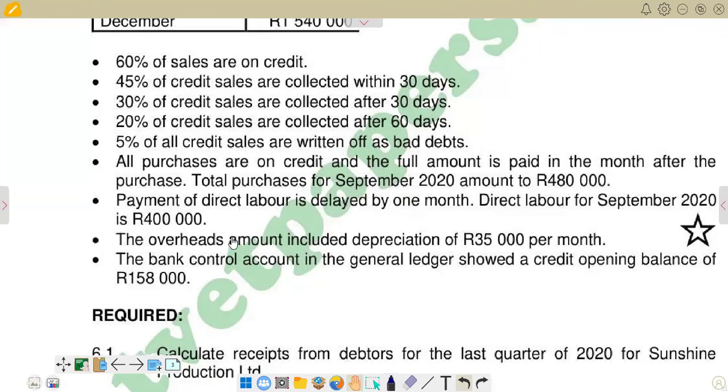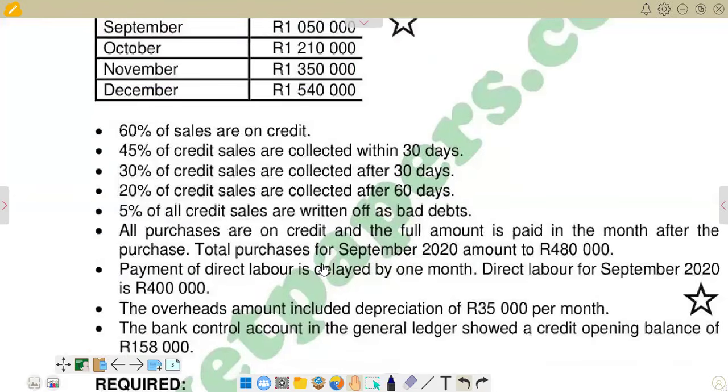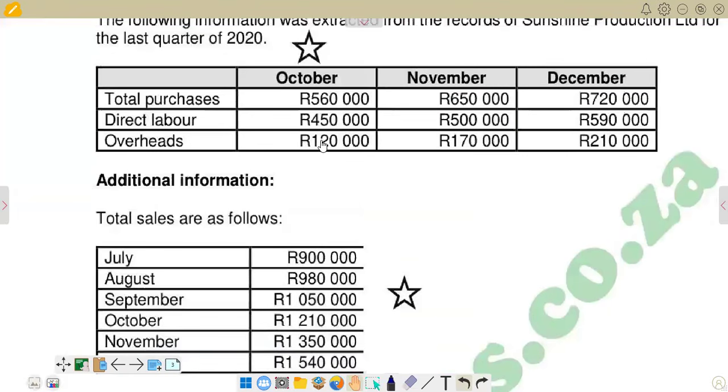Then the overheads amount included a depreciation of 35,000 per month. What does it mean? Remember, depreciation is a non-cash item. In a cash budget, we only record cash items. So every month we are going to subtract 35,000 from the total overheads that we are given for that month. If you go up, you would see that for overheads, we have 120,000 for October, so we subtract 35,000. For November, 170,000 minus 35,000. Then for December, 210,000 minus 35,000. So this is what we have.